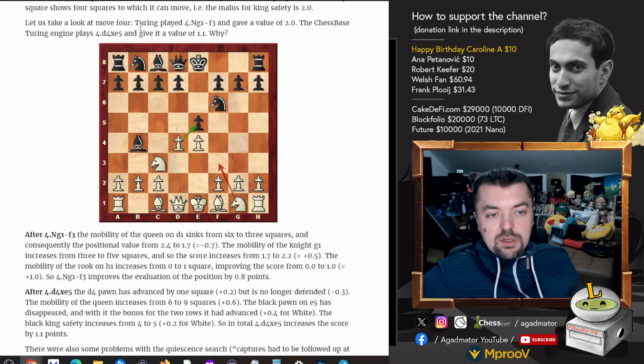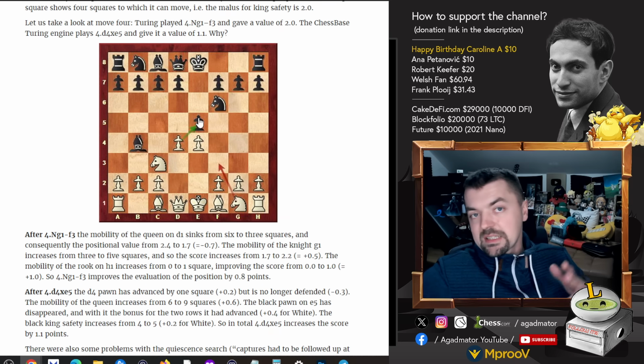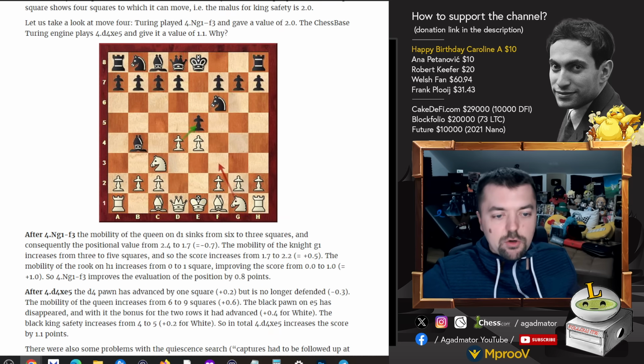So let's take a look at move 4. Turing played knight g1 to f3 and gave the value of 2.0. The chess-based Turing engine plays d captures on e5 and gives it a value of 1.1, which is the correct move as I've analyzed it thoroughly in the previous video.